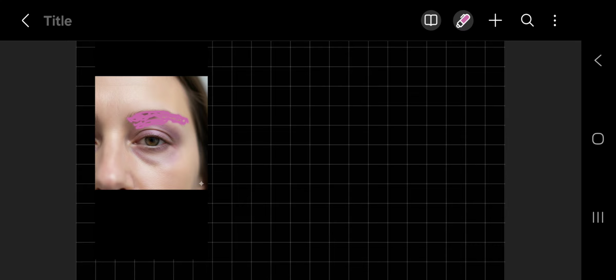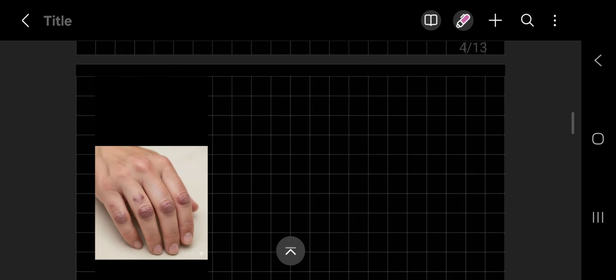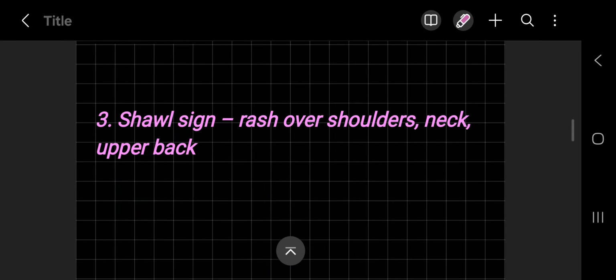This is heliotrope rash. Then Gottron's papules are also seen in dermatomyositis. These are erythematous scaly patches over your knuckles. Here you can see erythematous scaly patches over your knuckles. These are present over the DIP, PIP and MCP joints.